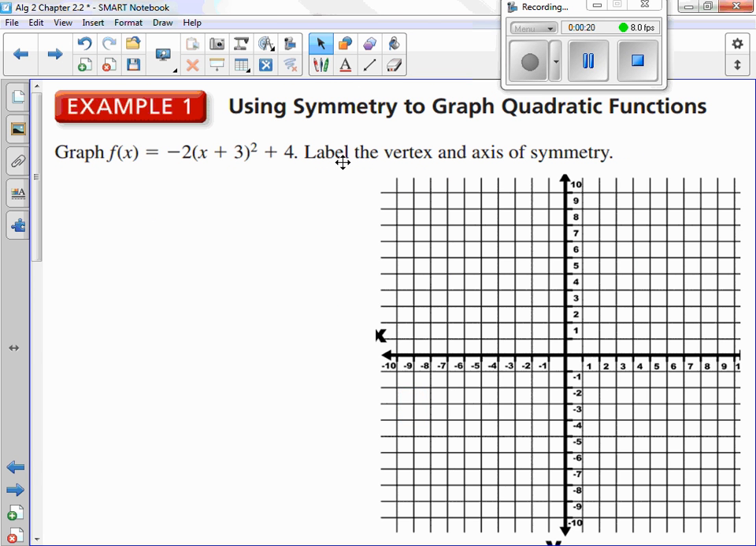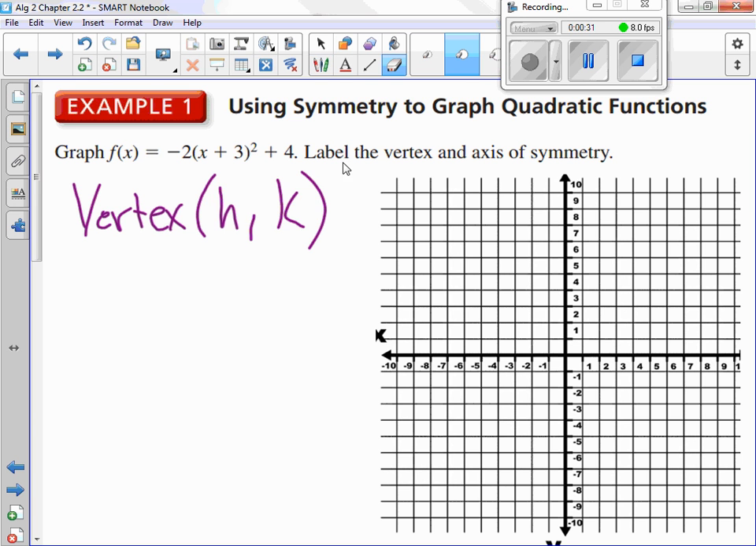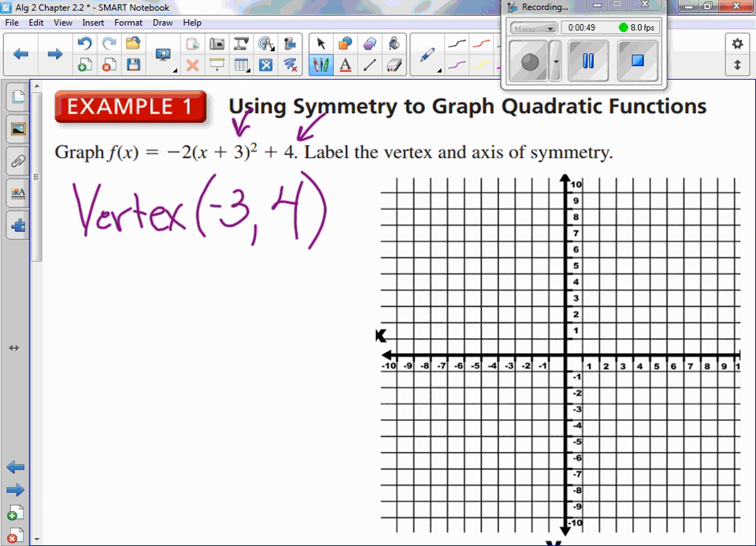So if we look at this one here, it might be easier to see it up on the board because the notes are a little small. Well, the vertex is our h comma k. And when we look at this function, h is inside the parentheses. Since we have plus 3, the value of h is negative 3, because when it comes out of the parentheses, we have to change the sign. And the value of k is just 4. This is helpful because on the graph, we can go over negative 3 and up to 4, and that's our vertex.